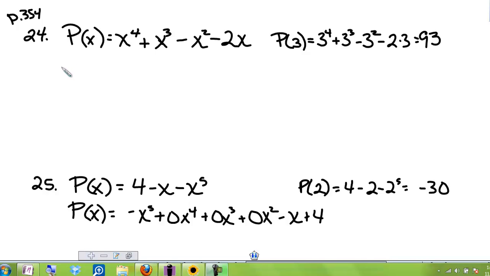On page 354, I'm going to be doing 24 through 26, and it says to use synthetic division and the remainder theorem to find P of A. Now over here on the right hand side, what I've done is I've taken the value of A and evaluated the expression by substituting in 3 for the value of x. And when I did, I came out with the answer of 93. The reason why I did that is because I want to show you how this relates to the remainder theorem.